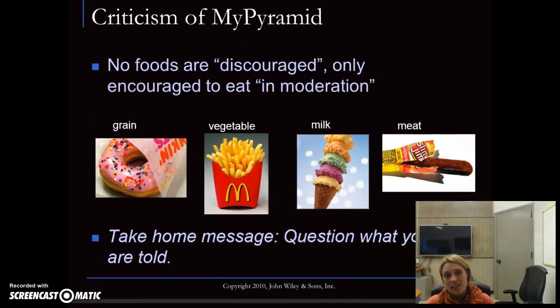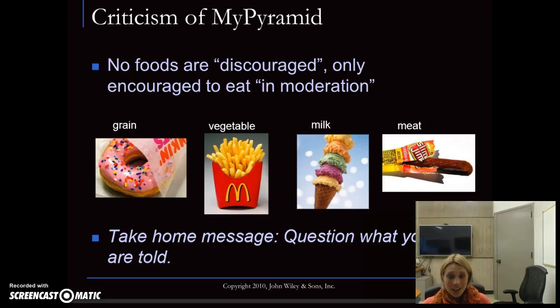Another big criticism is no foods are discouraged. We're just encouraged to eat in moderation. And honestly, most Americans do not know what moderation is. Our culture is just so fast-paced, so more is better, so get as much for your money as possible that it's really hard to understand that concept, right?